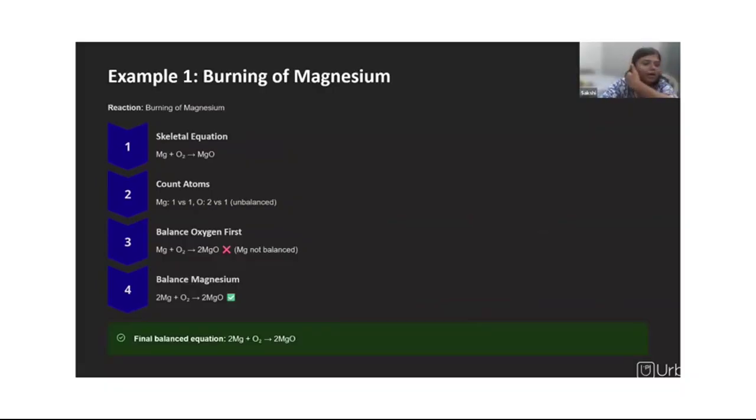Okay, so we have our equation that is what we had studied in the previous video, burning of magnesium in the presence of oxygen. So first I'm going to write the skeletal equation, Mg plus O2 giving me MgO. Let us count the atoms. If I count, there is one magnesium, right? If I would write here left hand side, right hand side, you can also make such a table for your convenience. So magnesium is 1 on both the sides. Oxygen is 2 here, and here it is just 1.